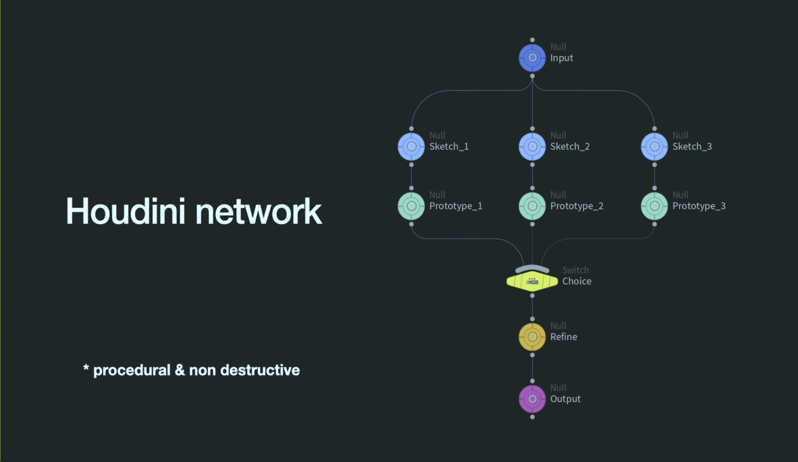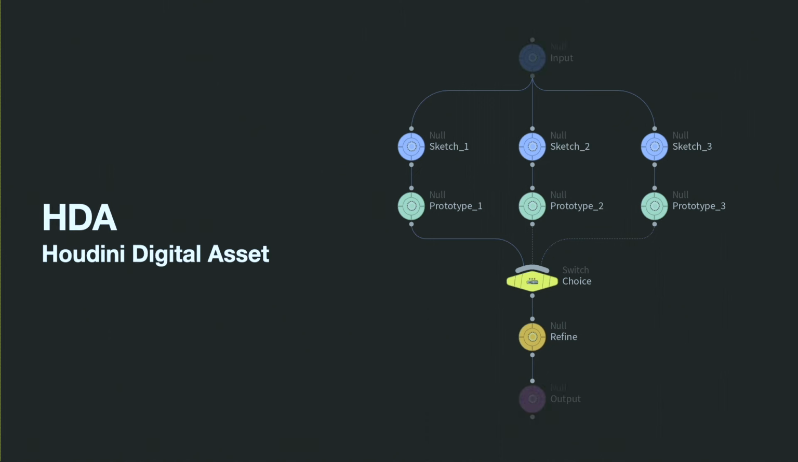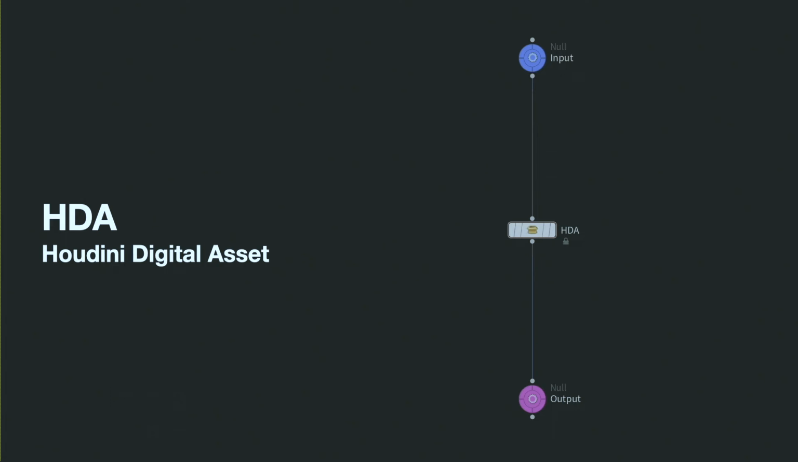And then if you find something that works, you can select those nodes and make an HDA out of it, a Houdini Digital Asset, which is a really convenient way to reuse. If you come up with a really good solution, you can reuse it later or share it with your colleagues and so on. So that's HDA.